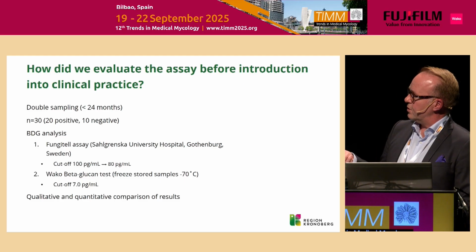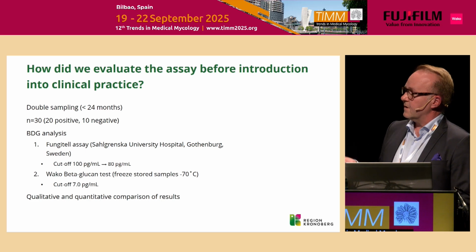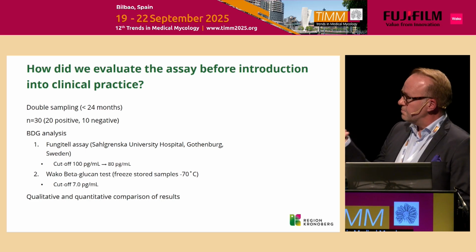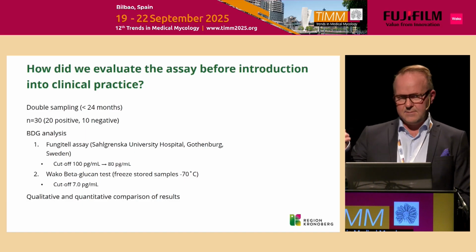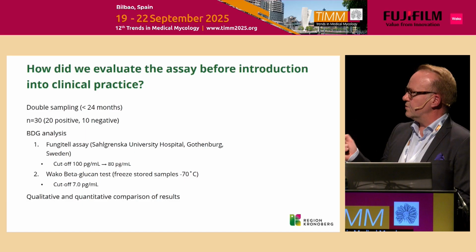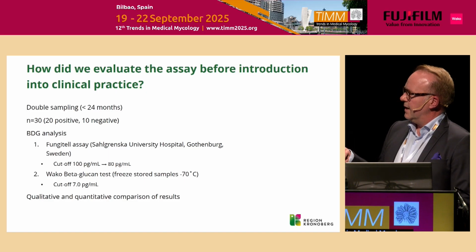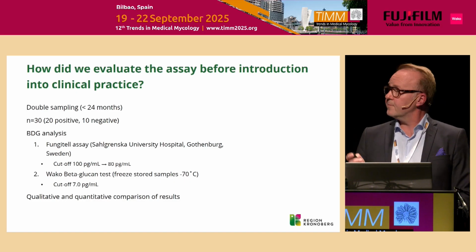However, Gothenburg, in the beginning of this small study, used a cutoff for Fungitel of 100, which during this period was lowered to 80. I don't know the background to this. They did some kind of adjustments of their method and reduced some background noise or something. And we then did a qualitative and quantitative comparison of our results.